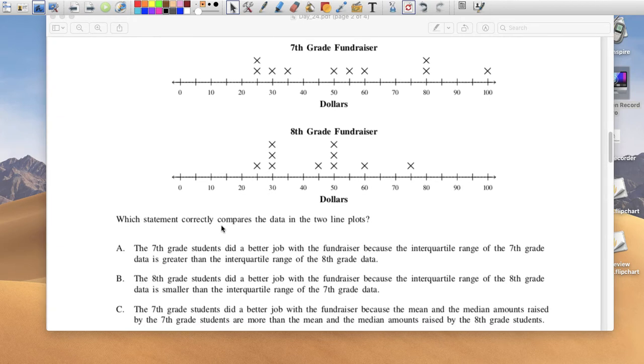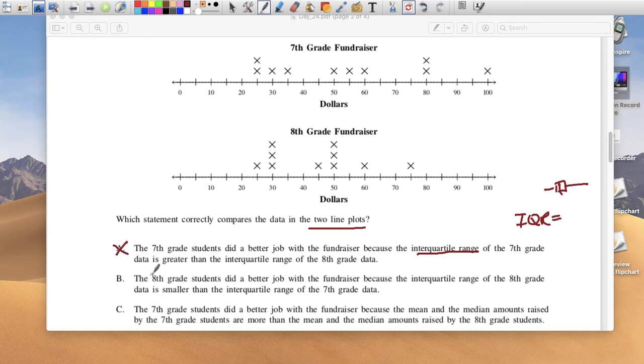So, which statement correctly compares the data in the two line plots? So, we're talking about line plots. Okay, so, A, the 7th grader students did a better job with the fundraiser because the interquartile range, the IQR. When do we see IQRs? We see IQRs when we do a box plot, right? Does this look like a box plot? No, it's a line plot. So this is asking us to compare using the IQR, but we don't have the IQR here because it's not a box plot. So I would throw this in the garbage.